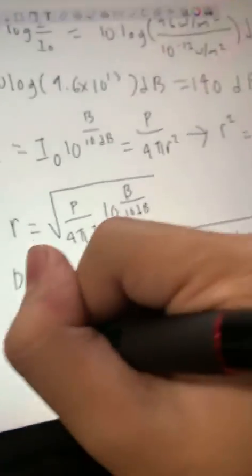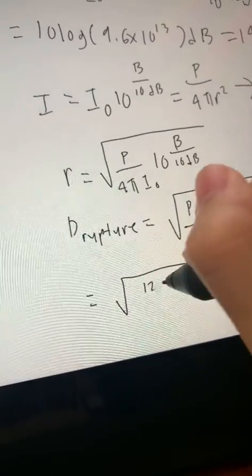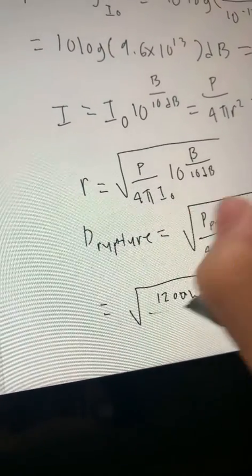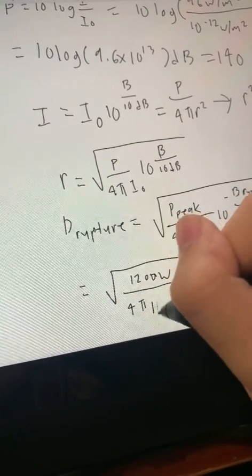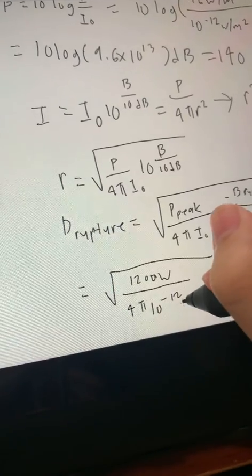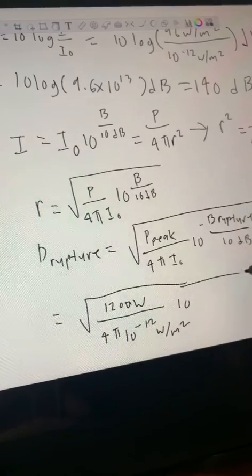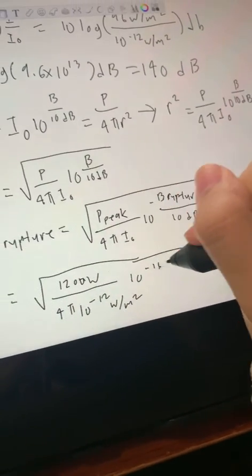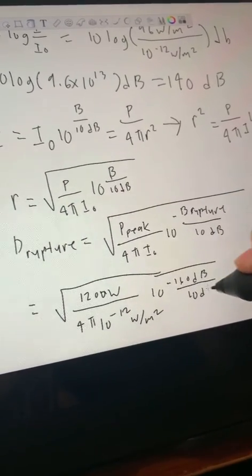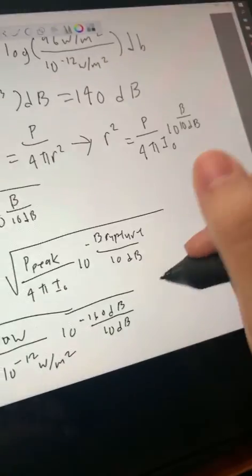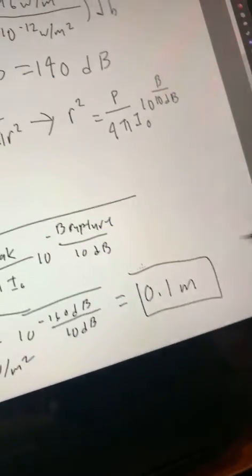And this will equal, when we plug everything in, 1200 watts over 4 pi times 10 to the power of negative 12 watts per meter squared, times 10 to the power of negative 160 decibels over 10 decibels. And when we calculate all of this, we will get 0.1 meters as our answer for number 2.